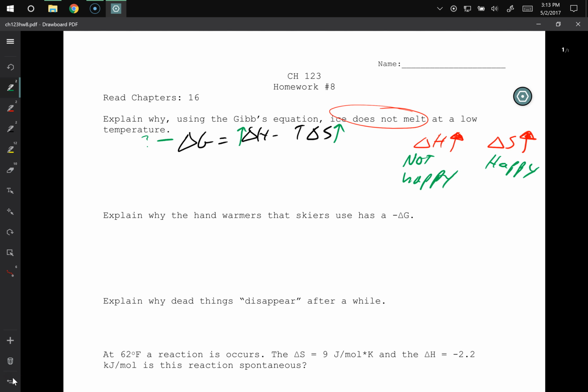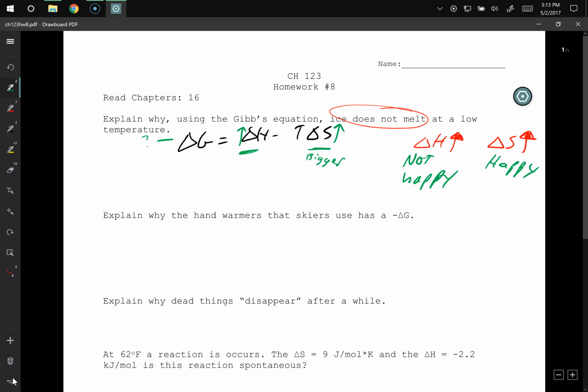The temp has to what? This is a term and this is a term, right? To make this a negative value, what do I need to do? This term over here would have to be bigger, right? Because this delta H is going up, so that would be a positive value. So that would be working against nature.